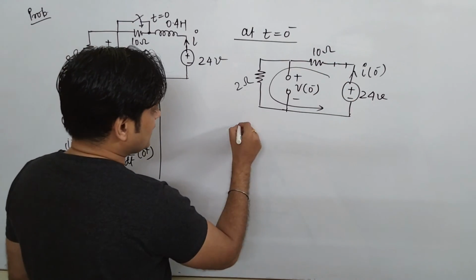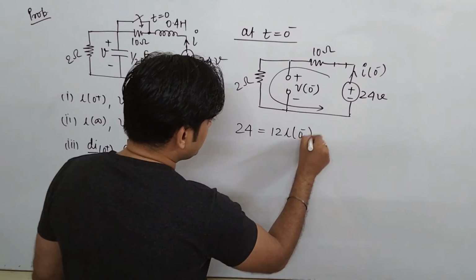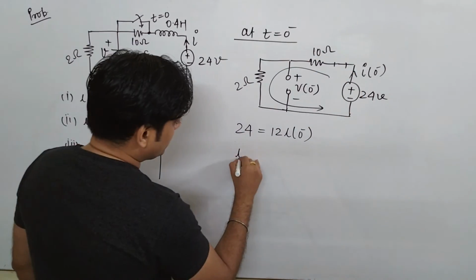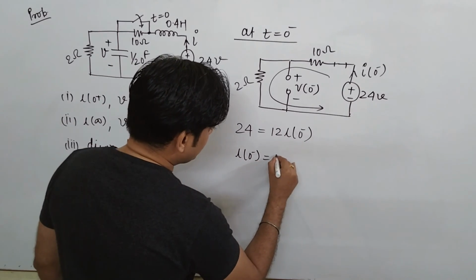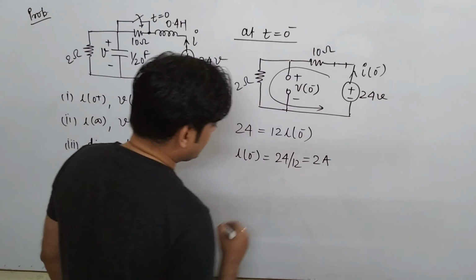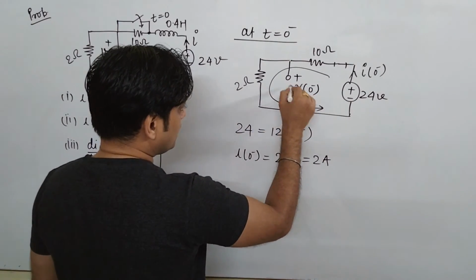Yes, just by applying one KVL, you can say that 24 is equal to 12 into I0 negative, because the sum of these two resistances, 10 and 2, is 12. So from here you can say that I0 negative is 24 by 12, and that comes to be 2 ampere. Once you know the value of I0 negative, can you find the value of V0 negative?